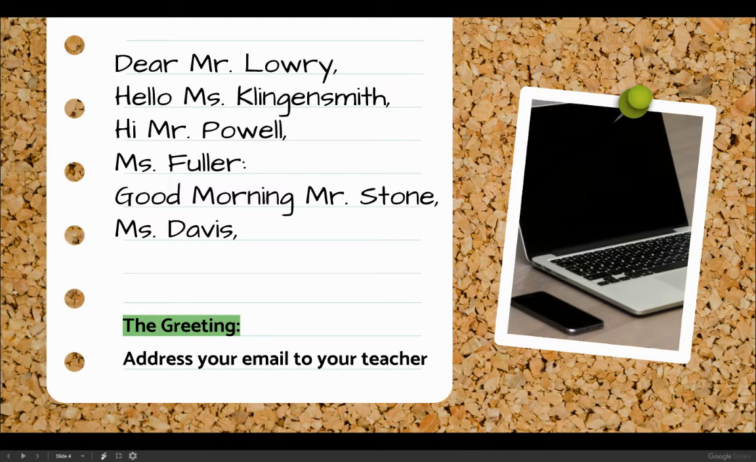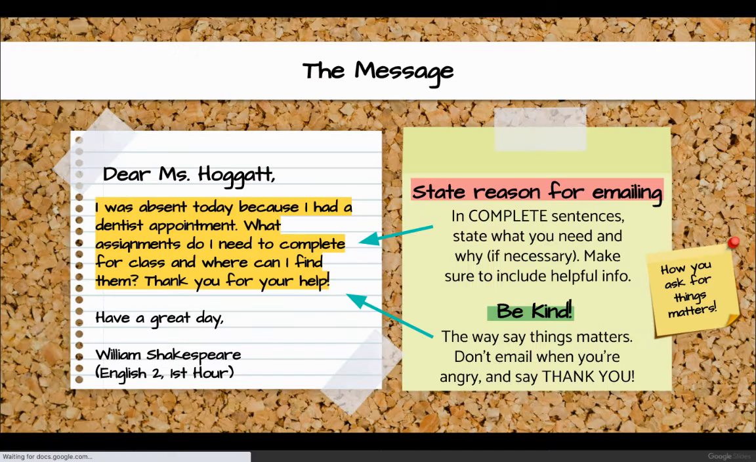So that's what you're going to put at the top of the text part of your email, just the greeting to your teacher. Please make sure that you do that. It's very polite. It's very formal. It's what is going to be expected of you in the workplace. So let's do this at school as well.